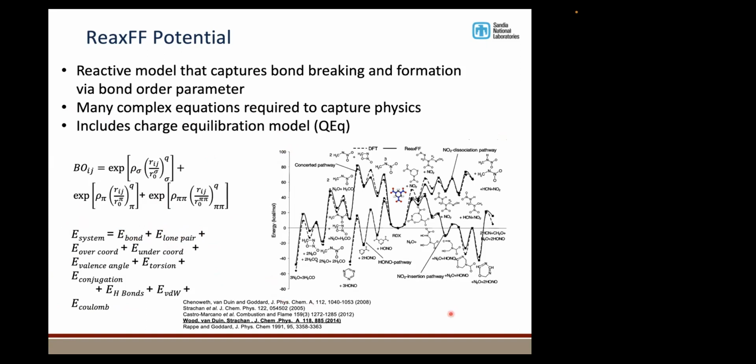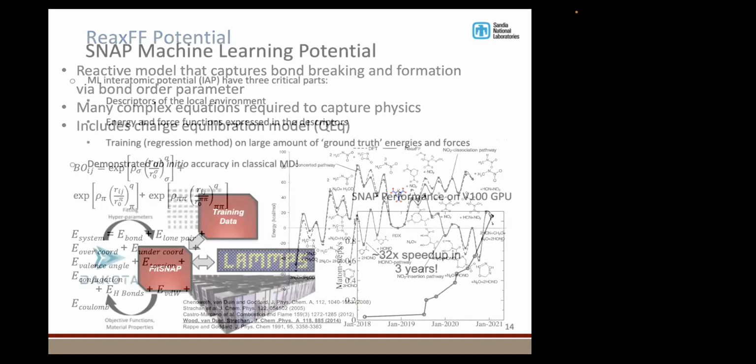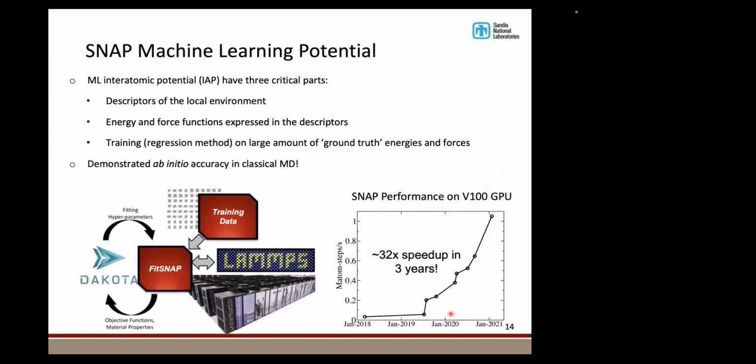explicitly into equations. On the other side, the state-of-the-art machine learning potentials kind of do the opposite. Instead of trying to hard code in the physics, we train them so that they kind of automatically pick up the physics. So these machine learning potentials have 3 parts. We have a descriptor of the local environment.